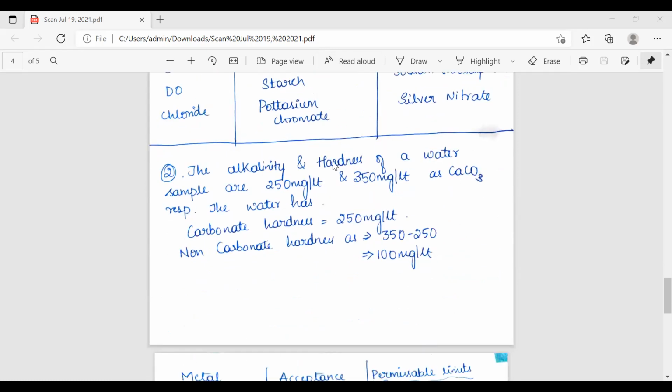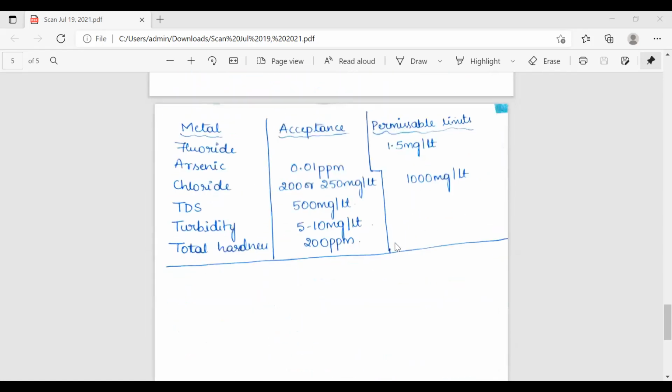In chemical hardness, many times I've asked you this problem. The alkalinity and hardness of the water sample are 250 and 350 as CaCO3. The carbonate hardness is equal to 250 milligram per liter. Carbonate hardness is nothing but the alkalinity. Whatever value is given for alkalinity is the carbonate hardness, and the non-carbonate hardness is 350 minus 250, which is 100 milligram per liter.